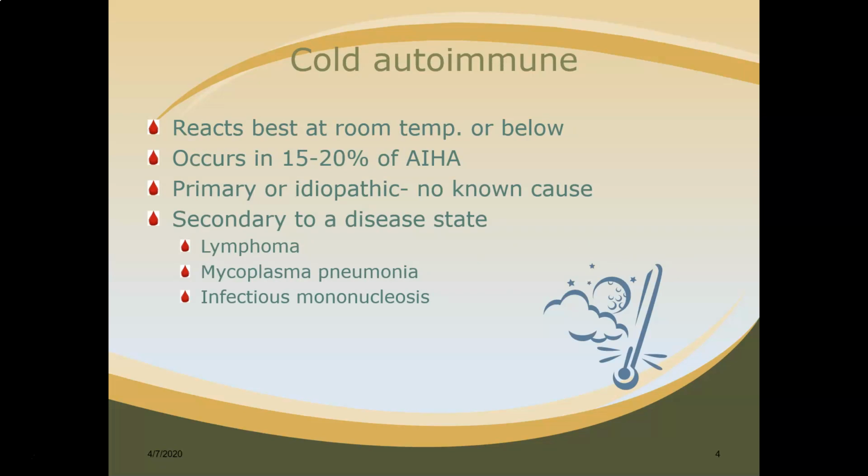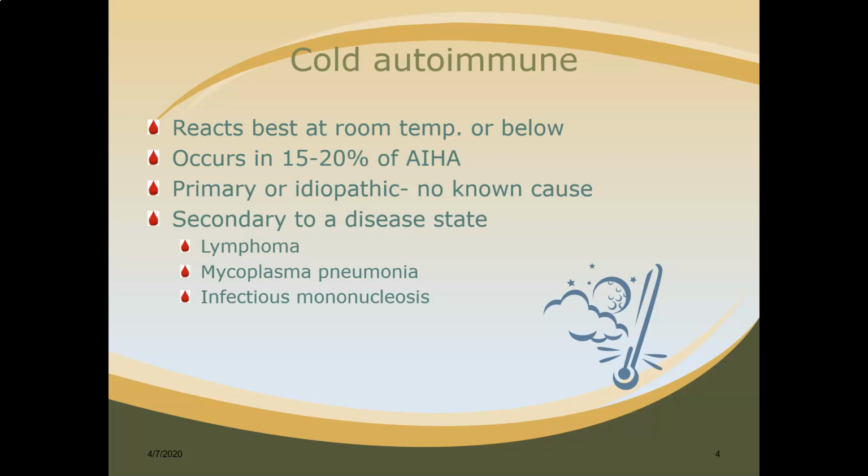So we're going to start with the cold autoimmunes. They react best at room temperature or below. Optimal temperature for many of these is 4 degrees centigrade. But since we don't do most of our testing at that temperature, we don't see a lot of them. We will see the ones at room temperature when we do immediate spin. And keep in mind that if they're not reacting at least at room temperature, they're probably not reacting in the body.